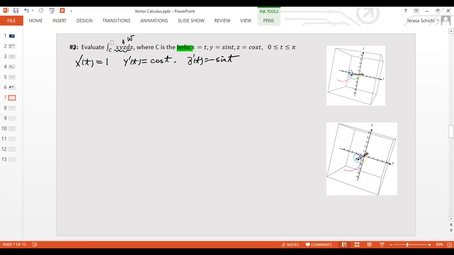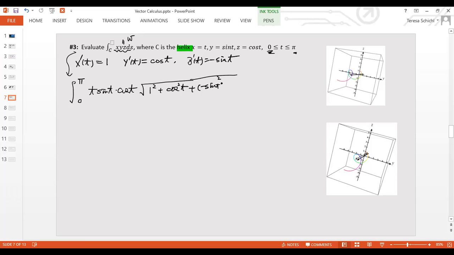Okay, so now let's change this integration. I can change this line integration to our normal one-variable integration, where t is from 0 to pi. So it's the integral from 0 to pi of t times sine t times cosine t, and what I have inside is the square root of 1 squared plus cosine squared t plus negative sine t, to the squares, right?